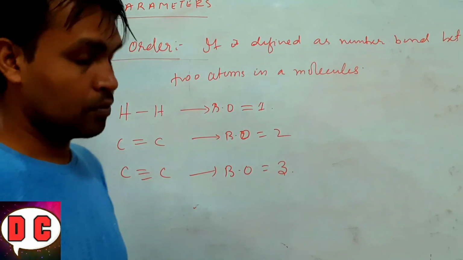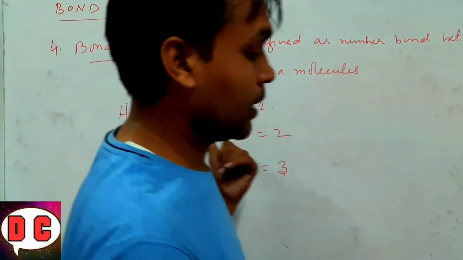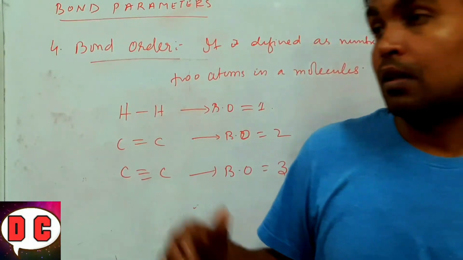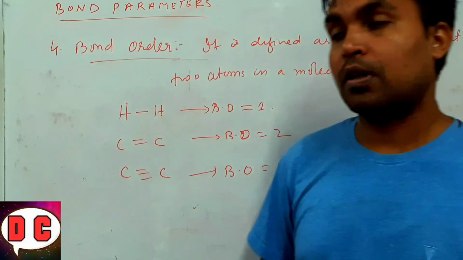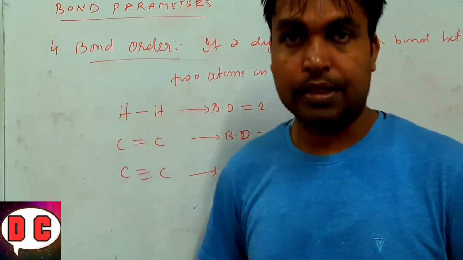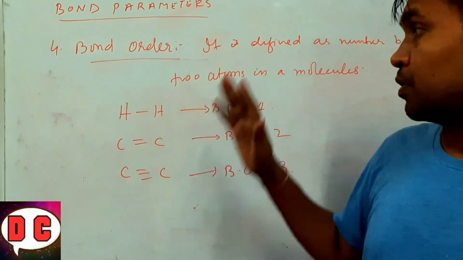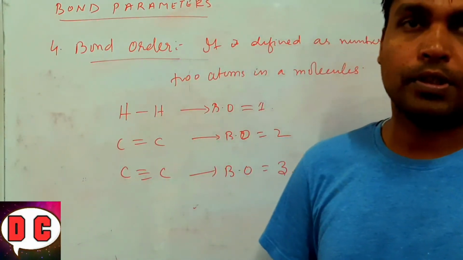So this is what we will conclude today. Here is the end of your bond parameters. We have discussed bond angle, bond length, bond enthalpy, and bond order in this video. Dear students, study the things properly. All the things which we have discussed today are very important.